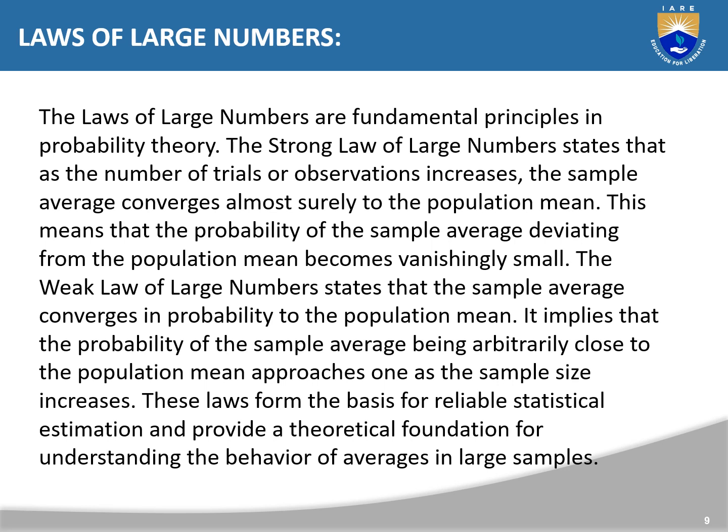The weak law of large numbers states that the sample average converges in probability to the population mean. It implies that the probability of the sample average being arbitrarily close to the population mean approaches 1 as the sample size increases. These laws form the basis for reliable statistical estimation and provide a theoretical foundation for understanding the behavior of averages in large samples.